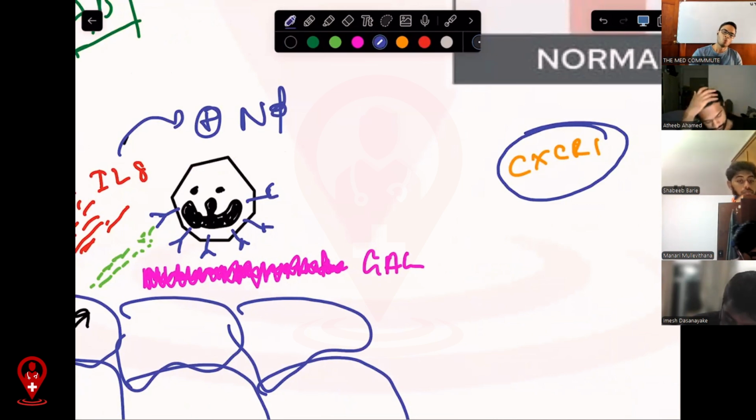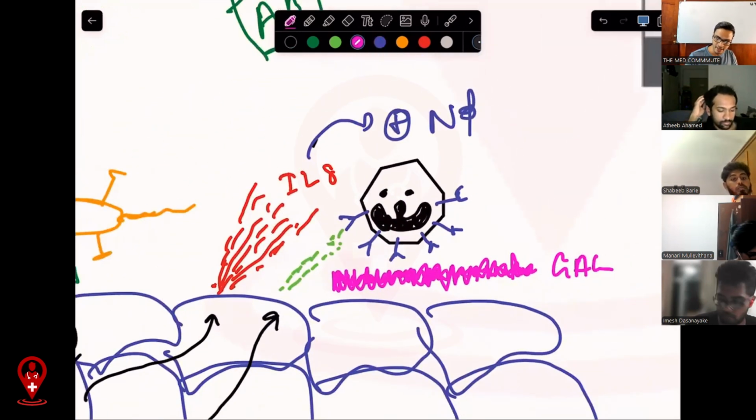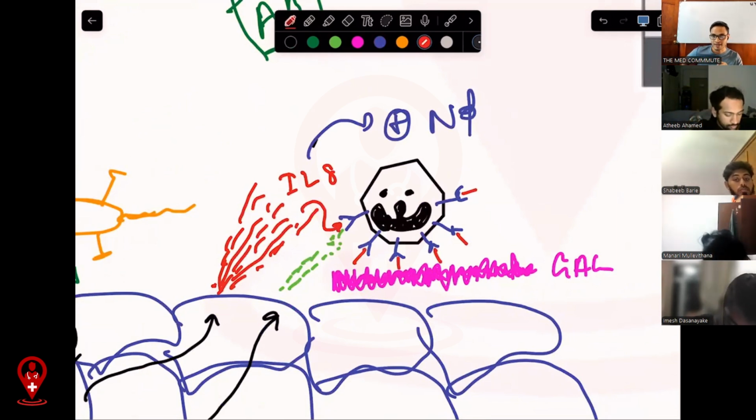Now, what does this receptor do, guys? The moment these receptors are expressed, interleukins come and bind to these. That is how these neutrophils are getting activated by interleukin 8. Now, I initially mentioned interleukin 8 will directly activate neutrophils. But exactly how is it happening?